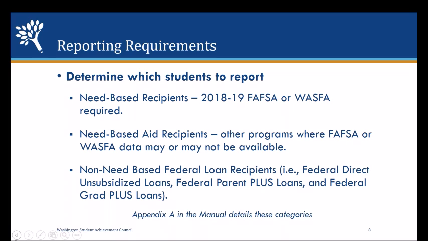So what are the reporting requirements? You need to determine which students to report. Our goal is to get a high-level overview of all the right students into the report. The three categories are need-based recipients, where the 2018-19 FAFSA or WASFA is required; need-based aid recipients in other programs, where the FAFSA or WASFA data may or may not be available; and non-need-based federal loan recipients. So those students who are receiving the federal Direct Unsubsidized loan, federal Parent loans, and federal Grad PLUS loans.